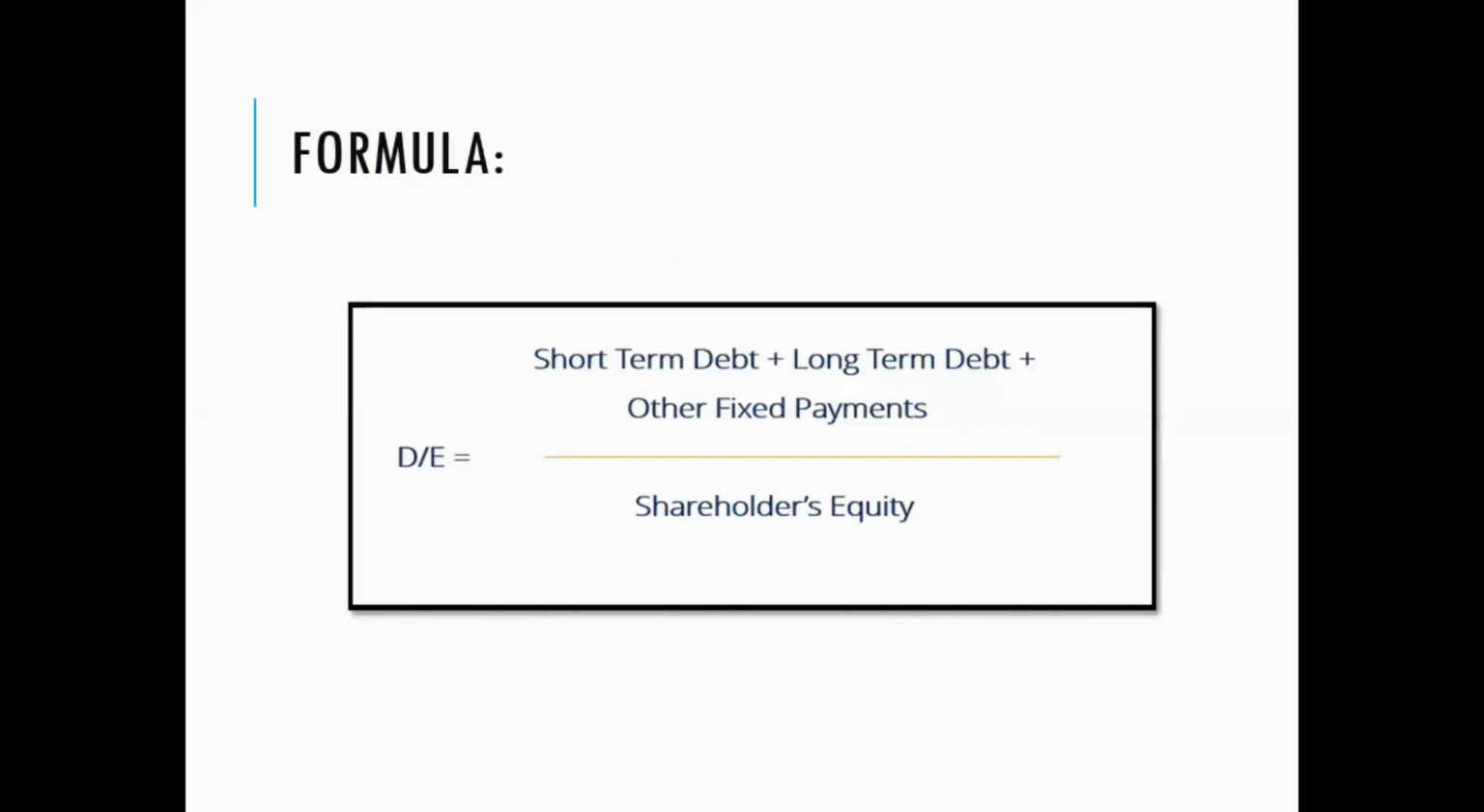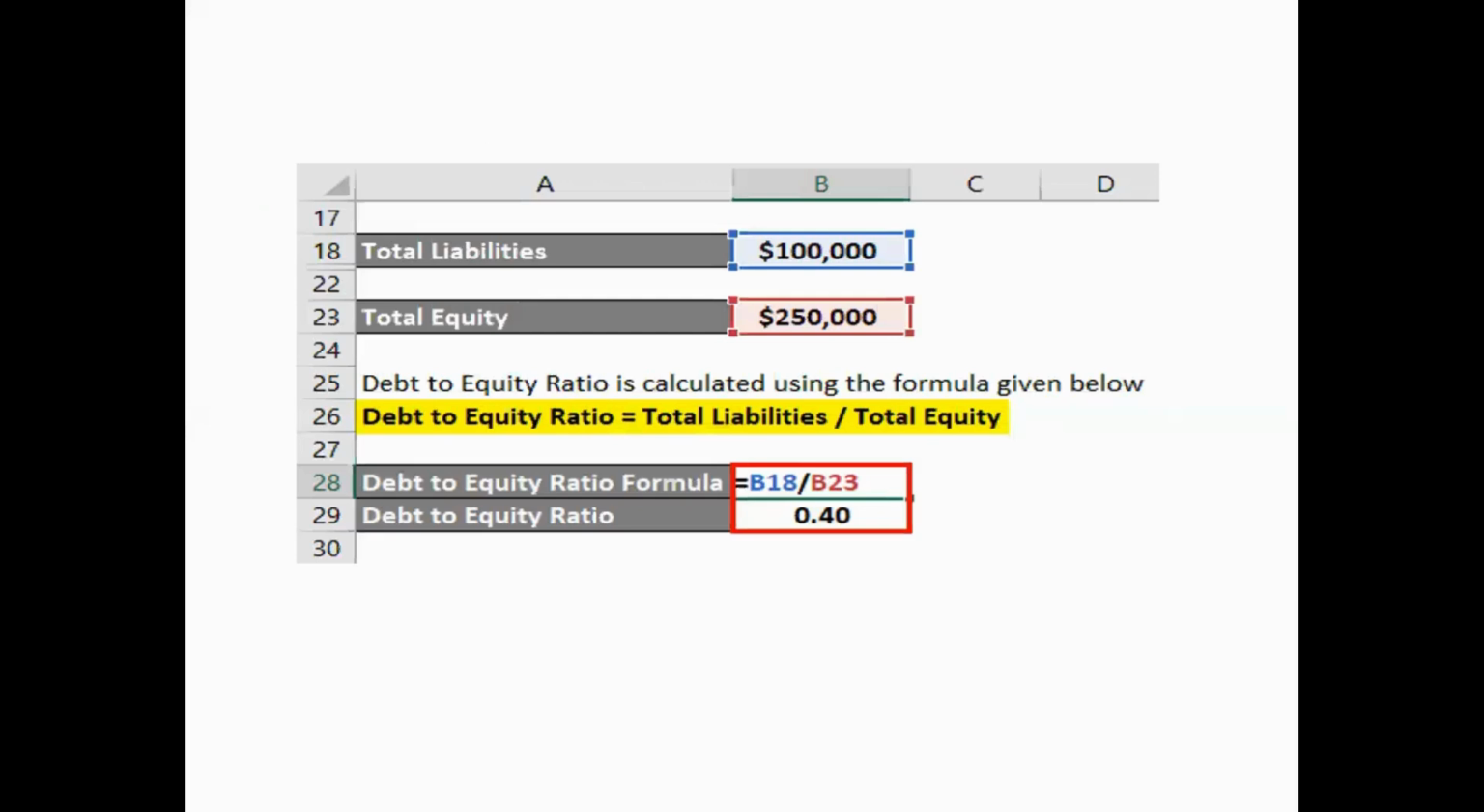DE ratio formula. Debt to equity ratio equals short-term debt plus long-term debt plus other fixed payments, divided by shareholders' equity. Here is the way we calculate debt to equity ratio in Excel.